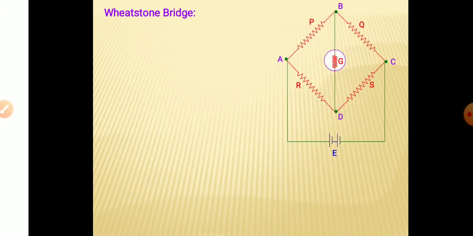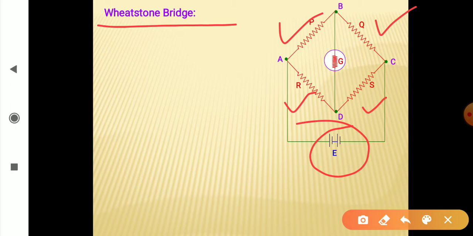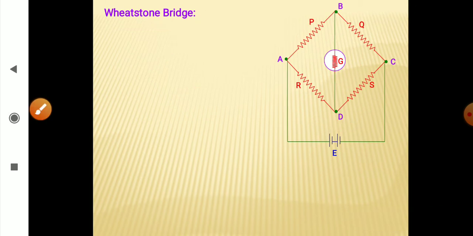Before moving to numerical problems, let us do this special arrangement of resistances, which is called Wheatstone bridge. If we have four resistances P, Q, R, S connected to external cell as E, and we have a resistance or a galvanometer along this arm BD, then this arrangement is called Wheatstone bridge. So you can see it is a bridge-like structure.